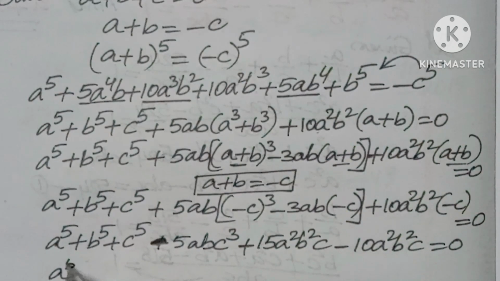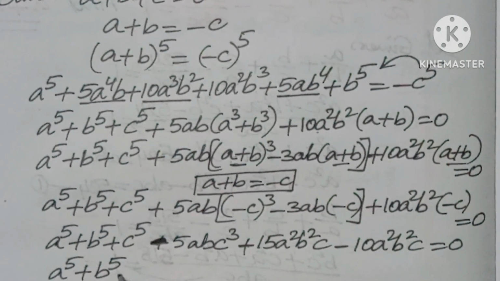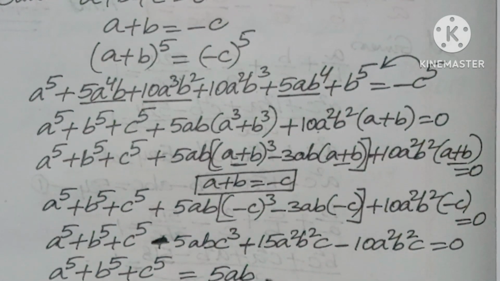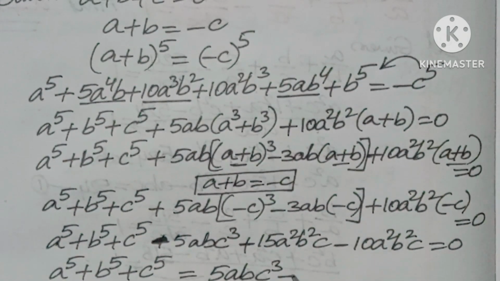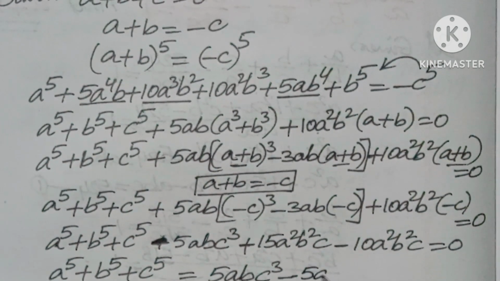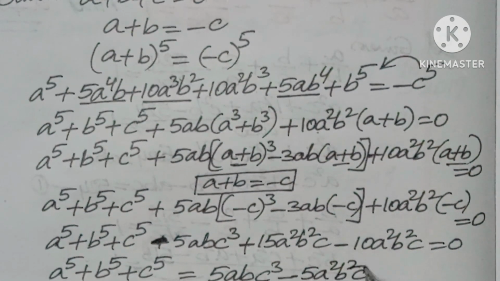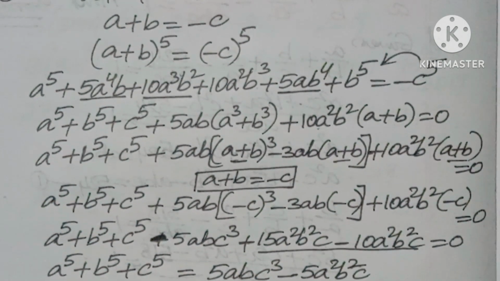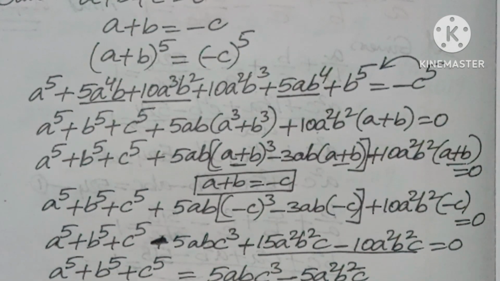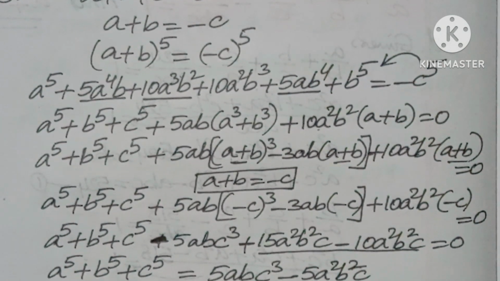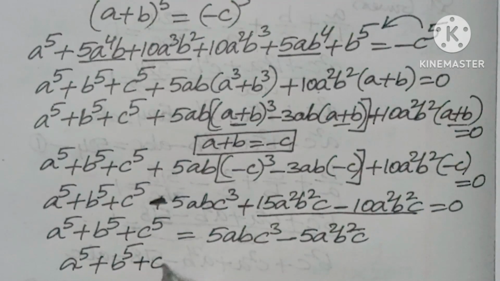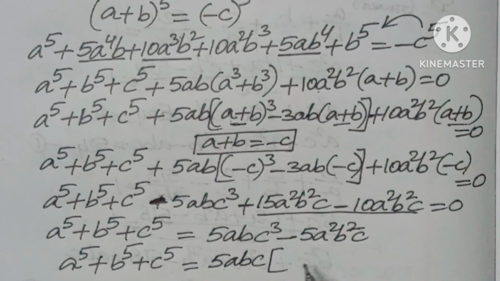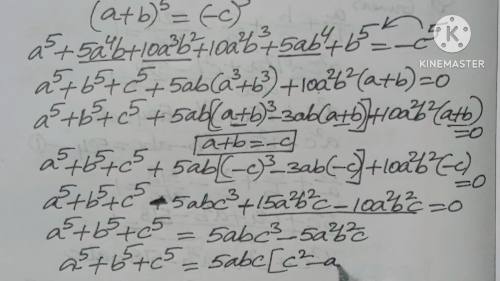Now here you'll get a to the power of 5 plus b to the power of 5 plus c to the power of 5 is equal to 5abc cube minus 5a square b square c. So here you'll get 5a square b square c going that side minus. Now a to the power of 5 plus b to the power of 5 plus c to the power of 5 is equal to 5abc common. You will get c square minus ab.